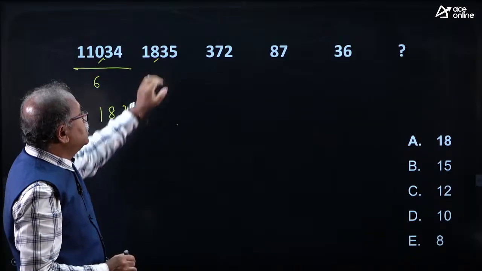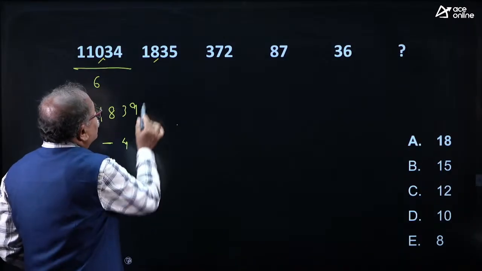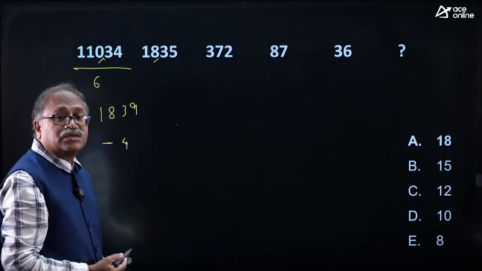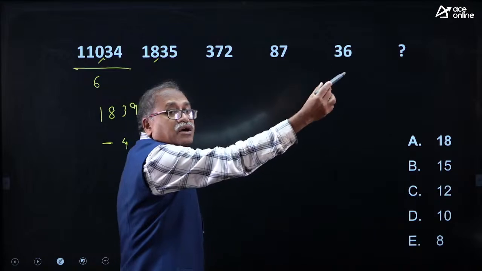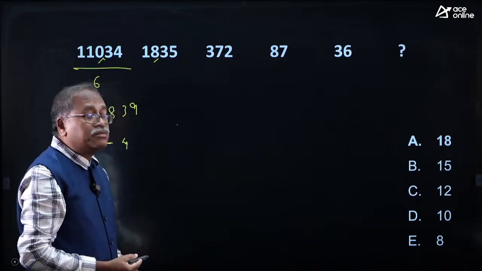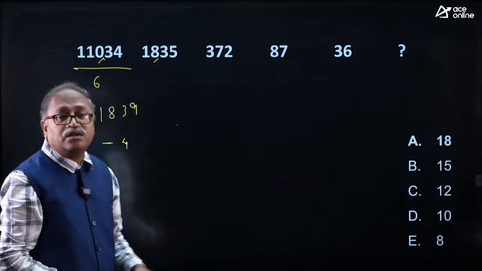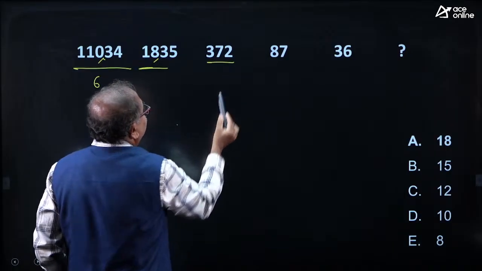1839 I got, here 1835. That means minus 4, I get this number. Okay, this is divided by 6. Usually divided by 6, divided by 7, 8, 9, 10, or sometimes 6, 5, 4, 3, 2, 1. So, by what number should I divide to get this number?